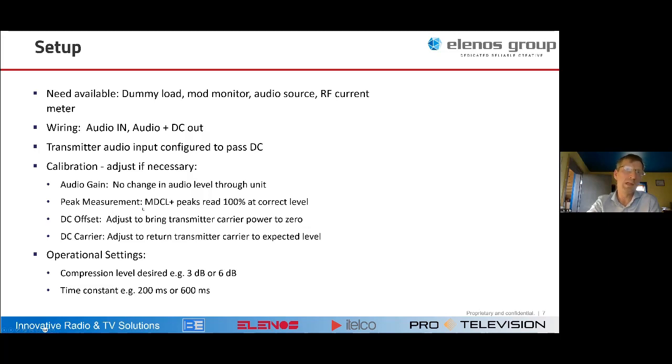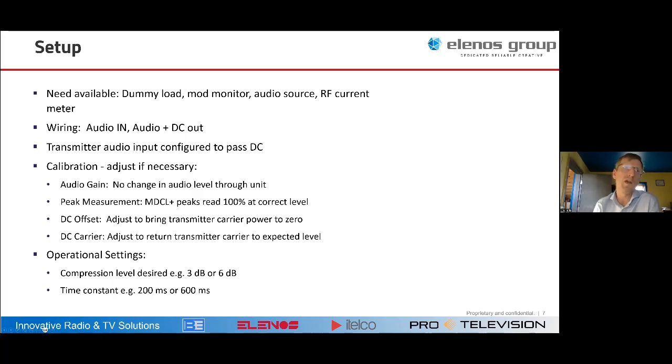So there's an adjustment there to make sure of basically unity gain through the unit, 0 dB gain. There's a peak measurement so that you confirm that the unit reads 100% on its front panel when you put that 100% tone through. So you're essentially setting the unit so it can properly measure your audio levels. And then there's 2 DC adjustments.